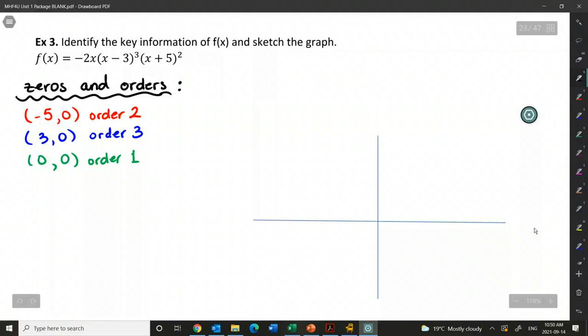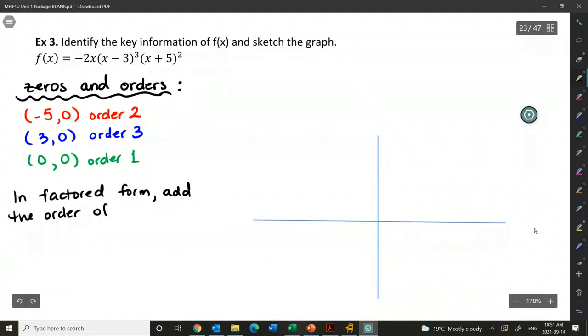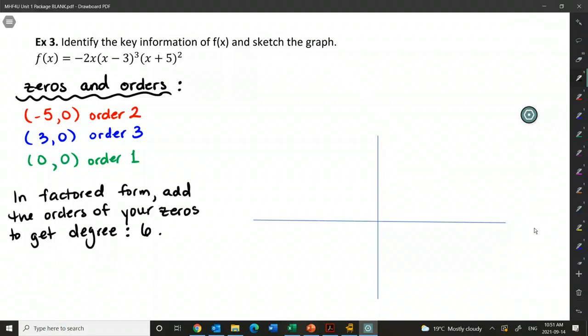In fully factored form, add up the orders on the zeros to get your degree. All the orders should actually add up to the total degree if you have x-intercepts from all of those. So add up the orders of your zeros to get degree. In this case, what is the degree? 6. So I do 2 plus 3 plus 1. Degree is 6. Perfect. Much easier than expanding this out.